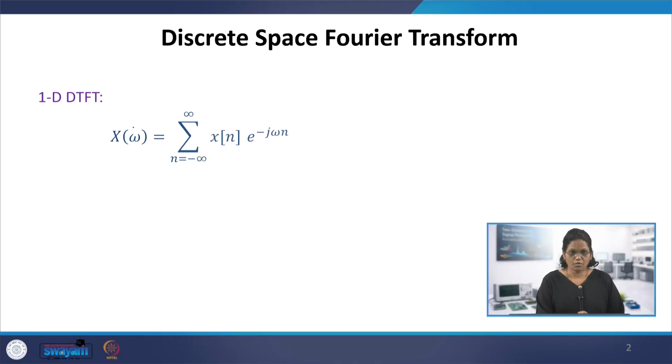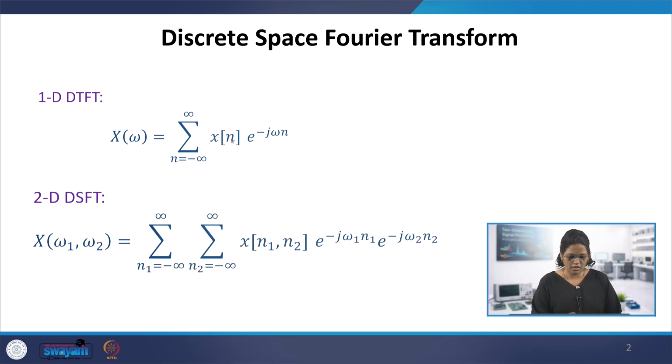That is, the spectrum X of omega can be obtained from the summation of x of n, e power minus j omega n. If the samples are known in 1D, then you can get this spectrum as the DTFT. This spectrum is going to be discrete, which causes the periodicity, and because of the aperiodic nature of this sequence, it becomes continuous. So a continuous periodic spectrum we would get from this 1D DTFT.